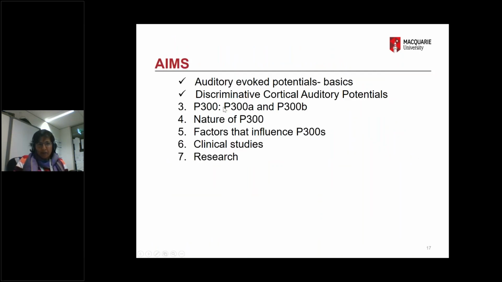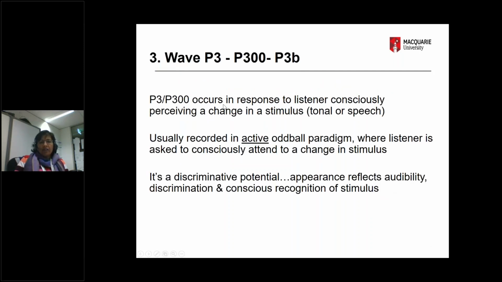Coming to the next topic that we want to discuss, which is P300 A and B. P300 or P3, people use these interchangeably, but then there is P3B, and I'll come to that in a minute. It occurs in response to a listener consciously, so attentively, perceiving a change in a stimulus. It could be speech, tone, whistles, bells, barking, environmental sounds, anything. And this is usually an active or attentive oddball paradigm. So the person has to pay attention and respond in some way, where the listener is asked to consciously attend to a change in the stimulus. It is a discriminative potential, but when you get the P300, it reflects audibility, discrimination, and a conscious recognition of the stimulus.